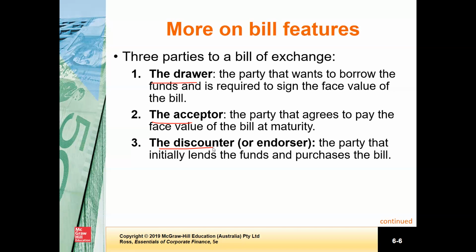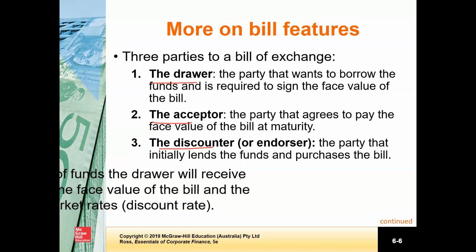And the last party to the bill is the discounter or the endorser. The discounter is the party that initially lends the funds, or the party that is actually an investor in the bill, so they purchase the bill. Now the discounter can sell the bill anytime to a third party or can hold the bill until maturity.